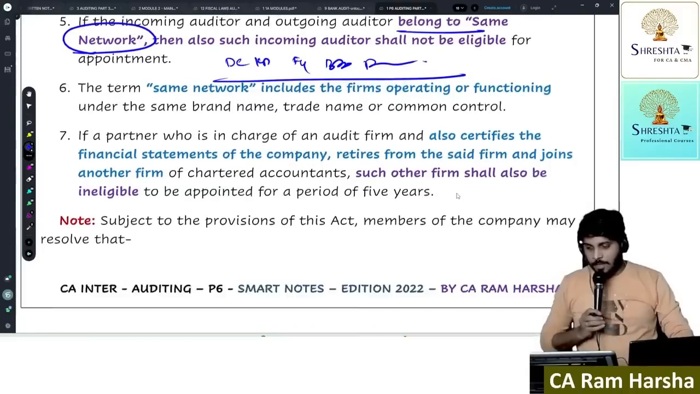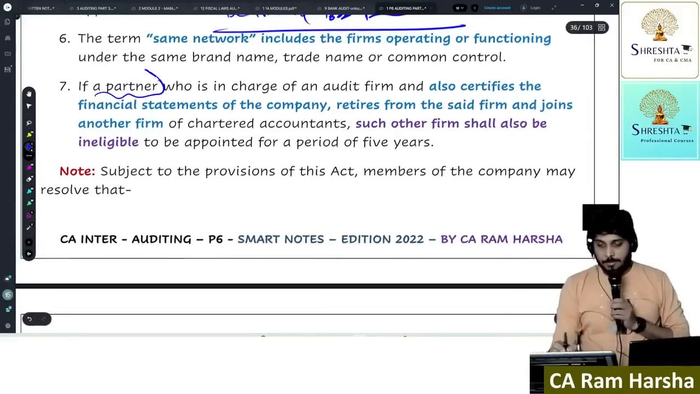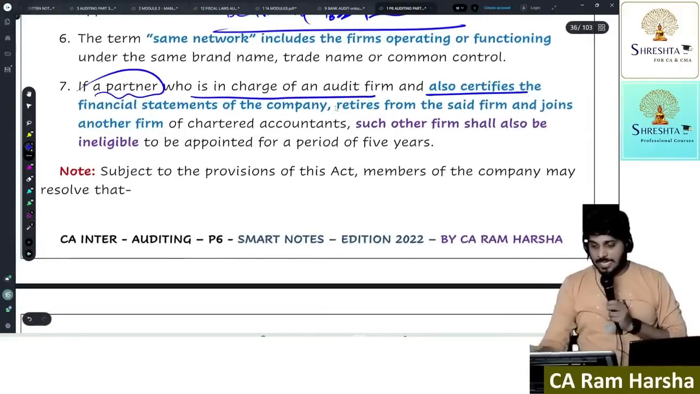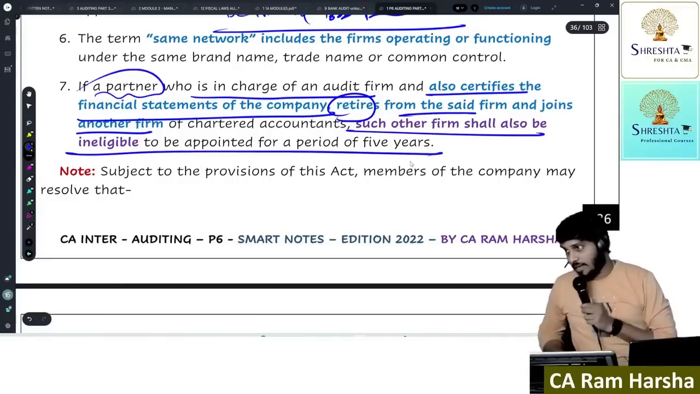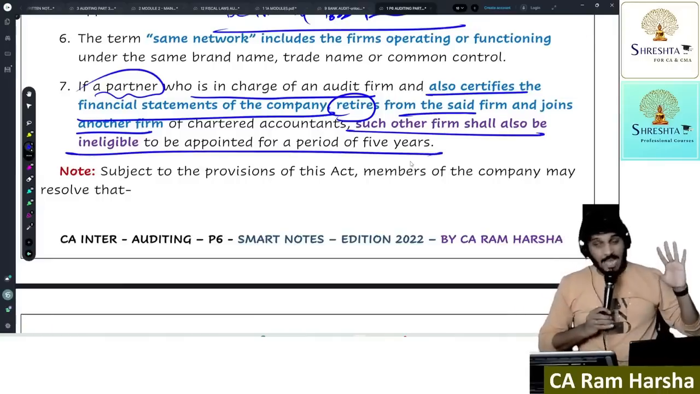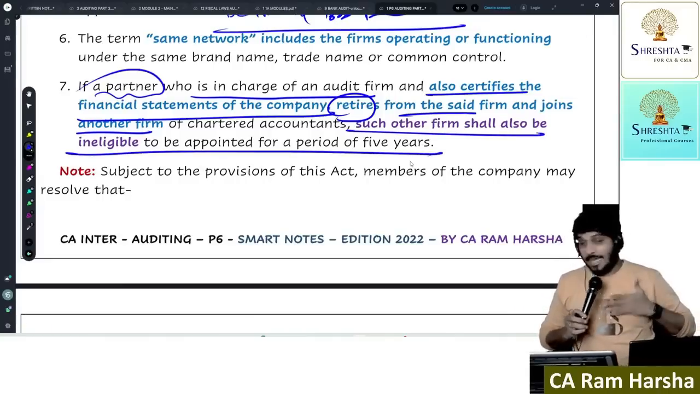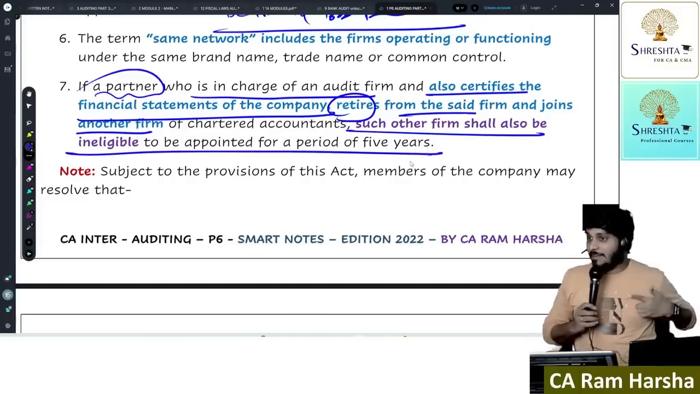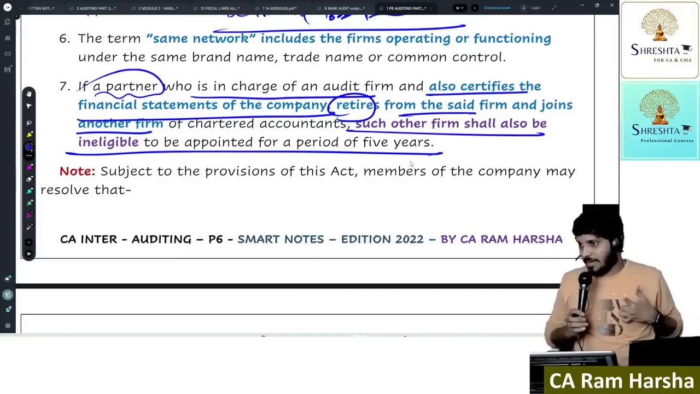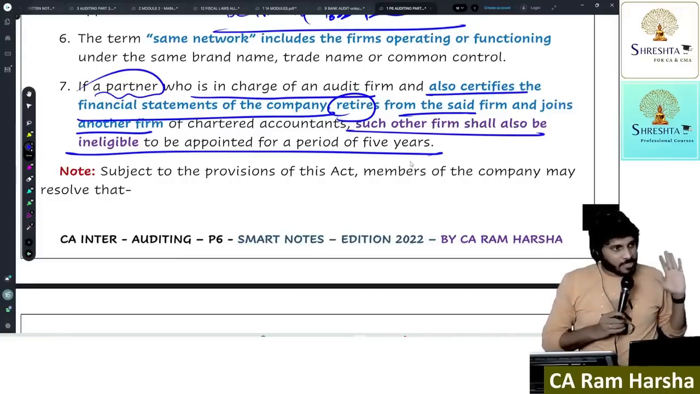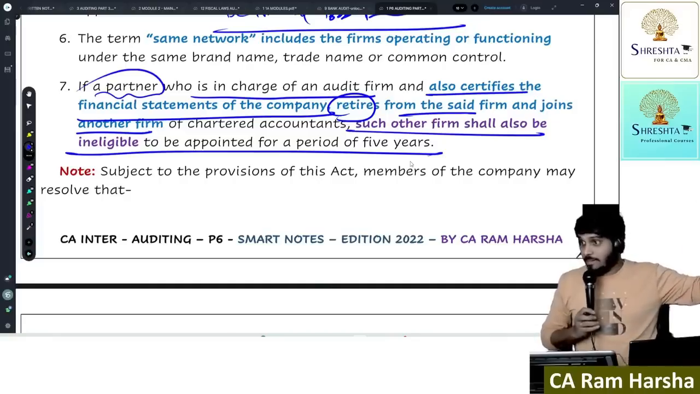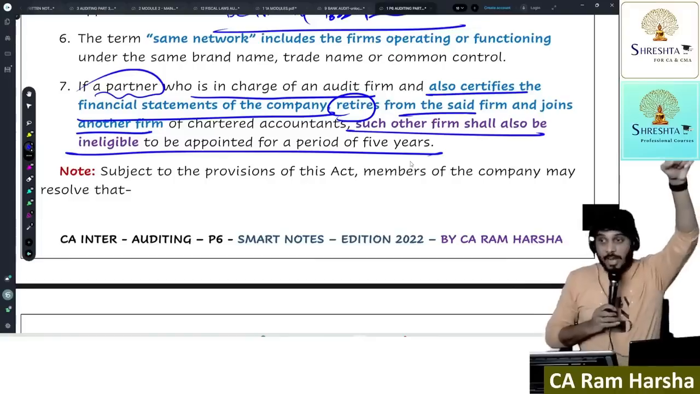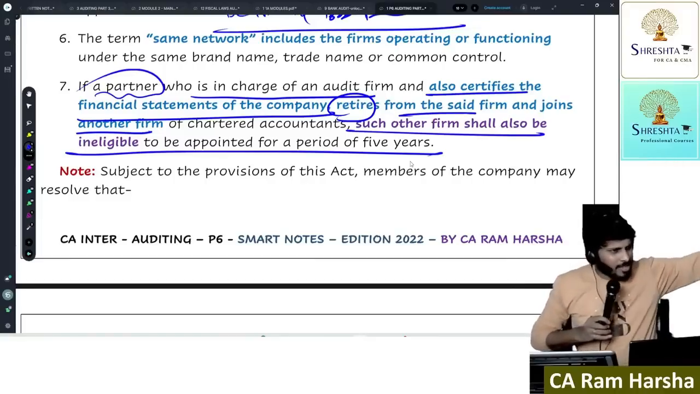Understood or not? Not only that, if a partner in charge of the firm who certifies the financial statements of the company retires from the firm and joins another firm, the other firm is also disqualified for 5 years. Suppose for the last 10 years ABC & Co is our auditor. In that, Mr. A is signing our balance sheet and P&L. Now that firm completed 10 years and left. Mr. A withdrew from the firm, resigned from the firm also, retired as partner, and joined another firm. Is it a common partner?